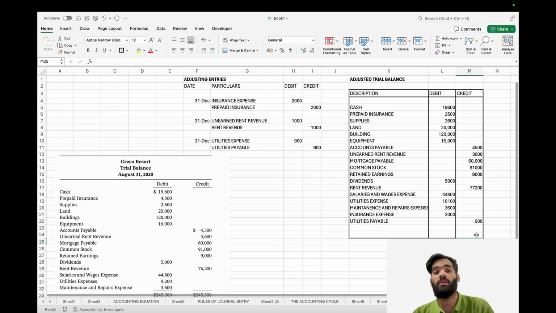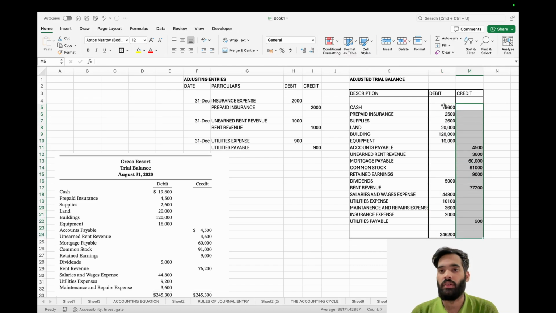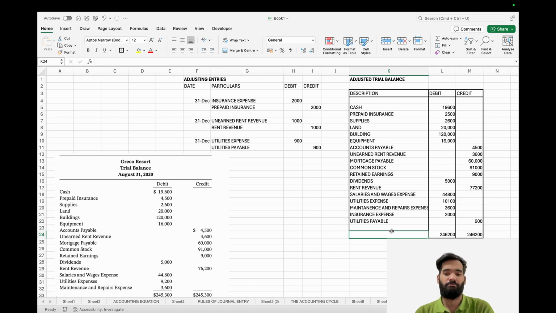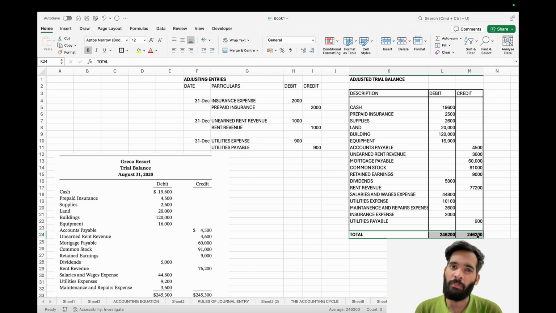Now this is where the moment of truth comes. Now you need to do the total of the debit side and credit side. If you solve it correctly, both will be the same number. Let's see. Yes, there you go. And that's how you solve the adjusted trial balance. Done. So I hope you understood how we go from the unadjusted trial balance to the adjusted trial balance, and you saw the importance of adjusting entries to help you get there.